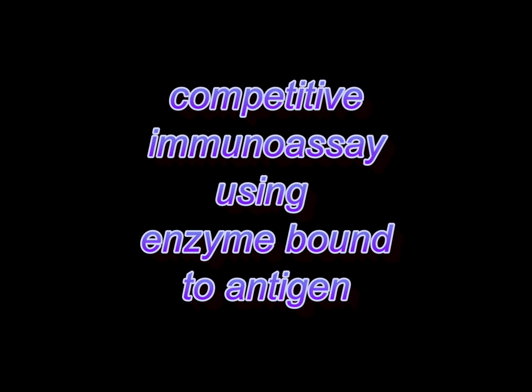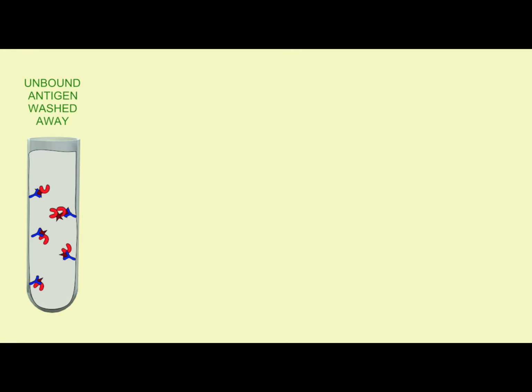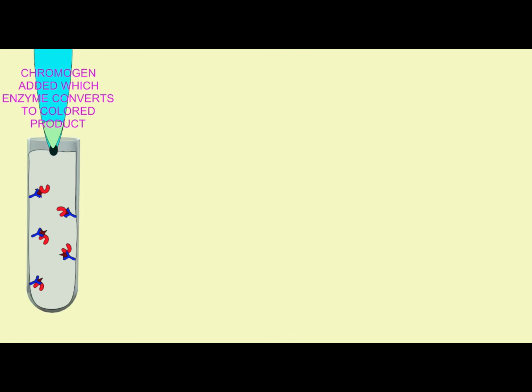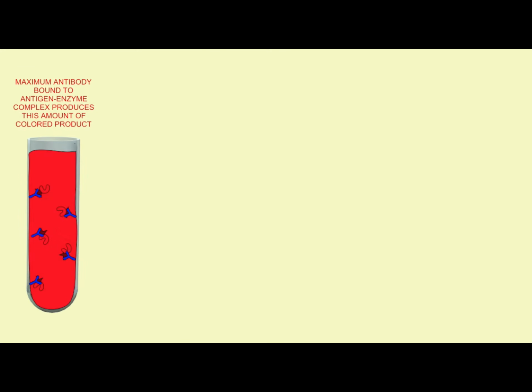This is a depiction of a competitive immunoassay in which the antigen has been bound to an enzyme. The enzyme catalyzes a particular chemical reaction in which a chromogen, which is added later, then changes color, and this color then can be analyzed. In this first sequence, there is only antigen with bound enzyme, and so therefore the amount of red pigmented product produced is the maximum amount possible.